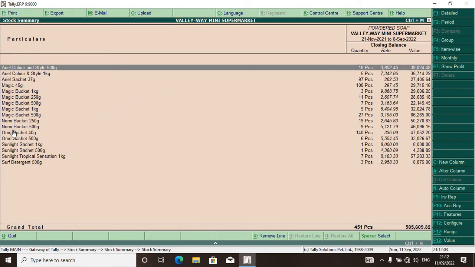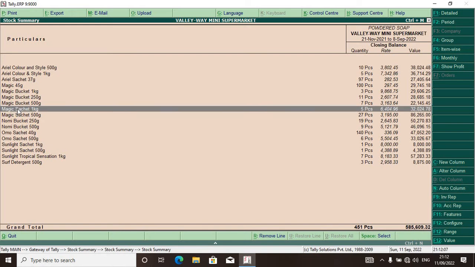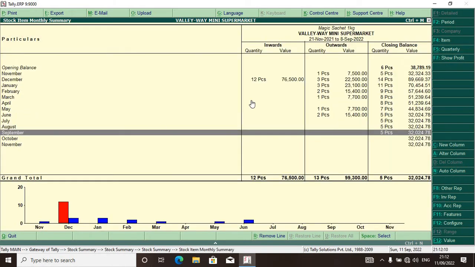Now for me, what I'm looking for is magic circuit 1 kilogram. Double click on the item. Now here what we are looking for, do you see these columns? Like for example this one, it is inwards. Inwards mean those are the items that you purchase, and outwards are the items that you sell.